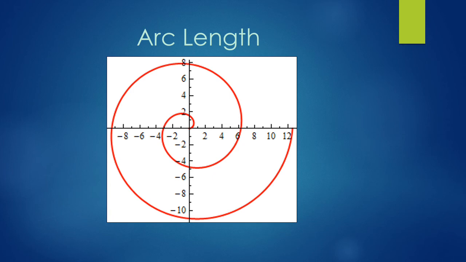We approximated the area under a curve using Riemann sums and found that we can get extreme accuracy by increasing the number of rectangles, or better, trapezoids. We will now approximate the length of a curve. By length, we mean how far we would walk if we were to walk along the curve f of x from x equals a to x equals b.